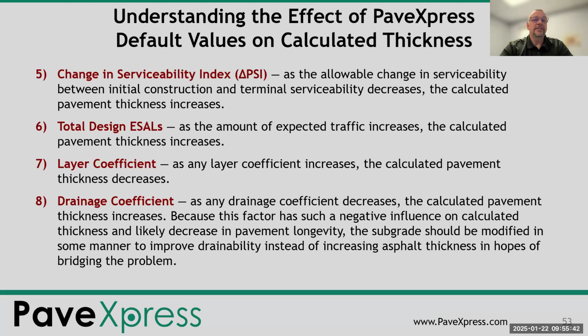Drainage coefficients as well. So as any drainage coefficient decreases, your calculated pavement thickness increases, because this factor has a negative influence on the calculated thickness and likely decrease in pavement longevity. The subgrade should be modified in some manner to improve drainability instead of increasing asphalt thickness in hopes of bridging the problem. So if you do have very poor draining subgrades, that's where they're talking about that maybe you should modify that subgrade so that it can stand up to the weight of the pavement above it.